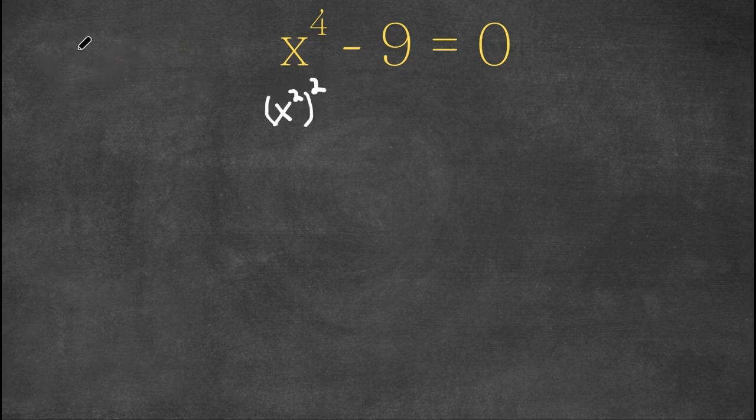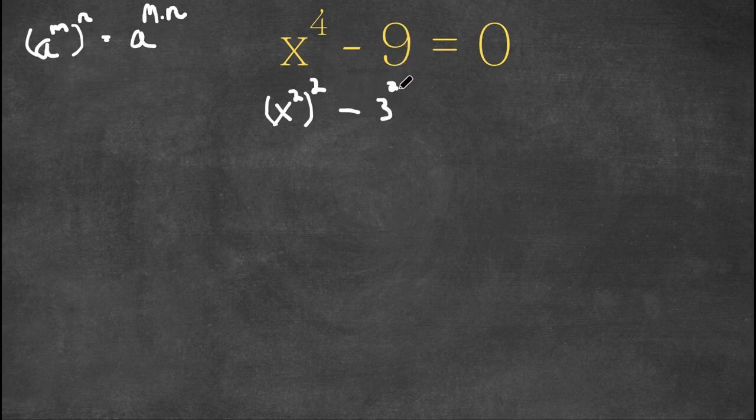Because remember, an important property of exponents is that a to the power of m to the power of n is also equal to a to the power of m times n. So what I'm doing is simply reversing this, converting it back to its original form. So x squared to the power of 2 minus, I'm going to change 9 to 3 squared, and this is still equal to 0.